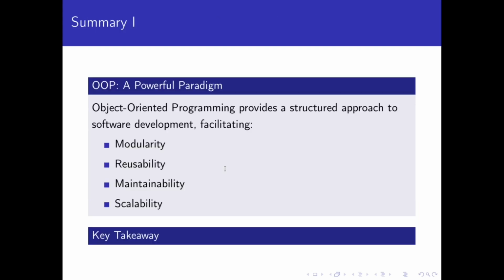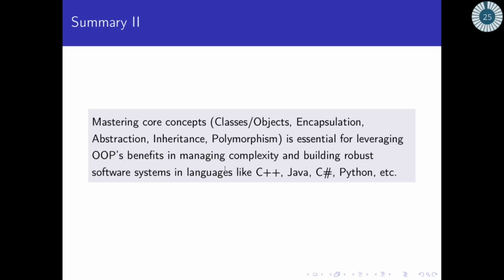So let's see the summary. We look at OOP as a powerful paradigm that provides a structured approach to software development, facilitating modularity, reusability, maintainability, and scalability. What is the key takeaway? Mastering the concepts of classes, objects, abstraction, inheritance, and polymorphism is essential for leveraging OOP benefits, managing complexity, and building robust software in languages like C++, Java, C#, Python, etc.